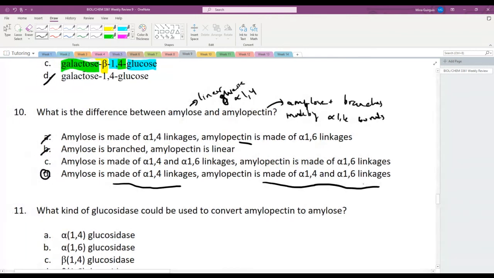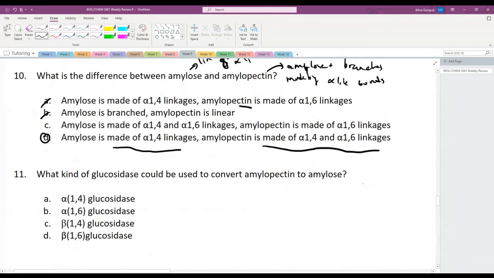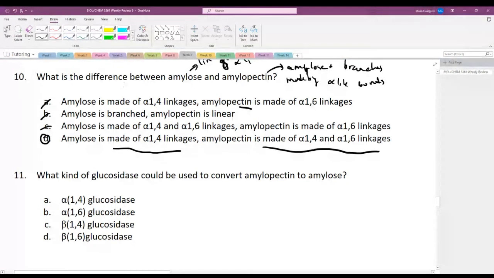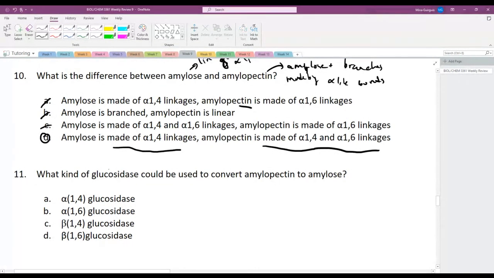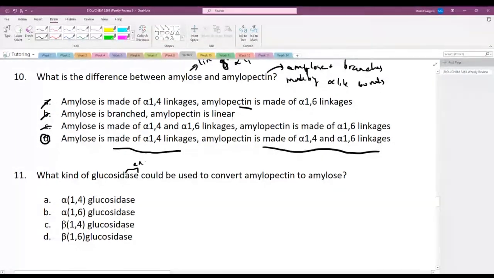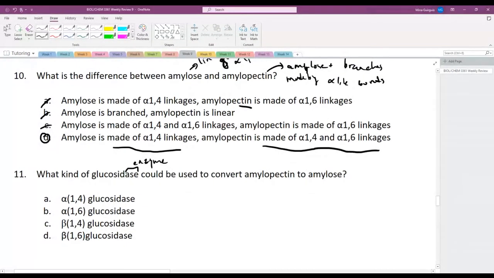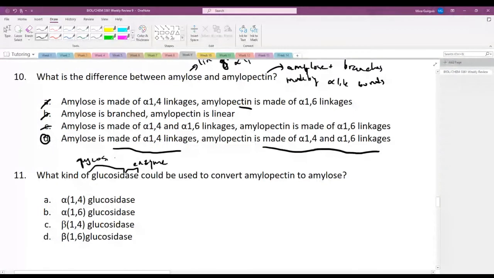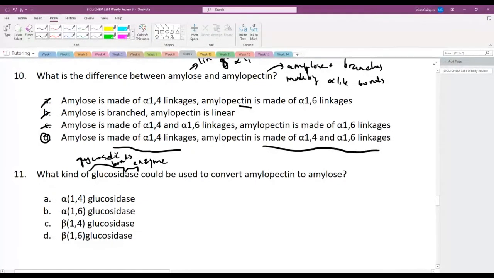Okay, this next one, number 11, might be a more reasonable question your professor may ask you. What kind of glucosidase? So let's dissect that word. Ase means enzyme. Okay, I lost my mouse. There it is. And specifically, this is about glycosidic bonds. So it's the enzyme that breaks glycosidic bonds. Okay, what kind of glucosidase could be used to convert amylopectin to amylose?